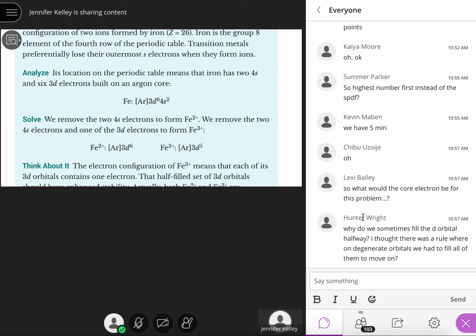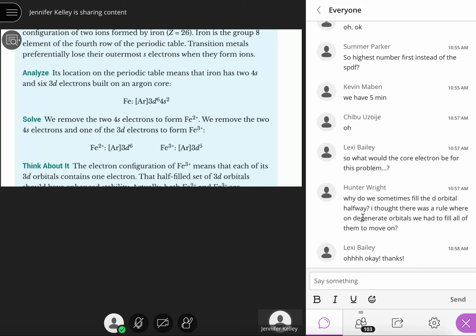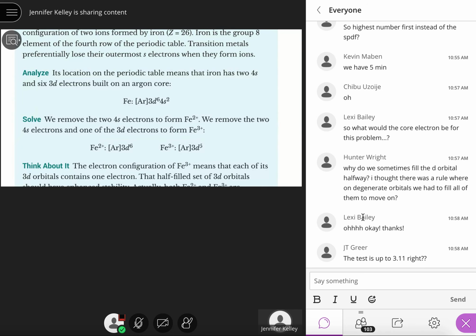The core electrons for this problem would be everything that isn't the valence electrons. So in this case, the core electrons would be argon and 3d6, technically, because they're not the valence electrons. You have the valence and the core. It's a lot easier to distinguish between the two when you have the main group elements because the valence electrons are everything after the noble gas.